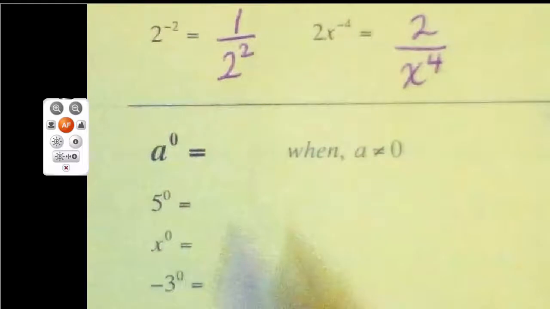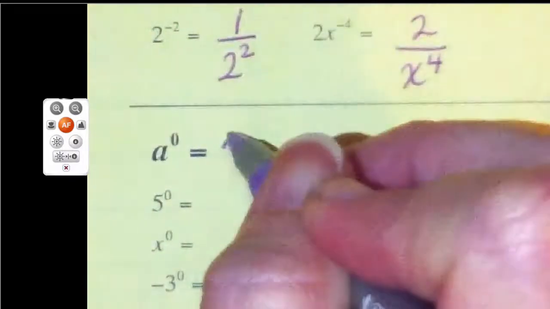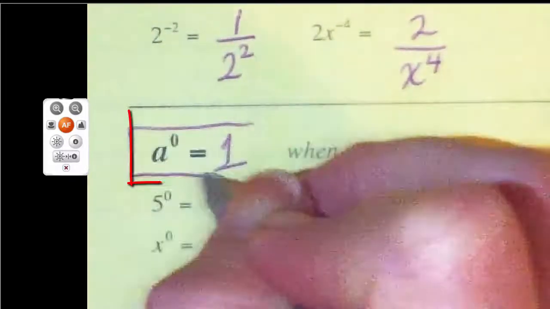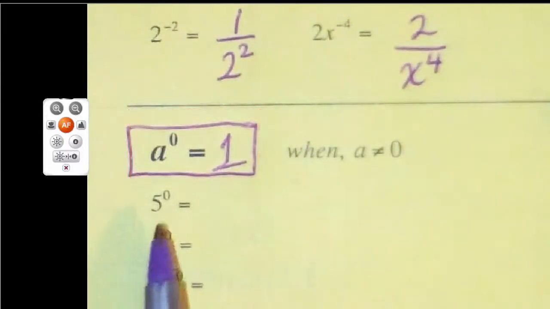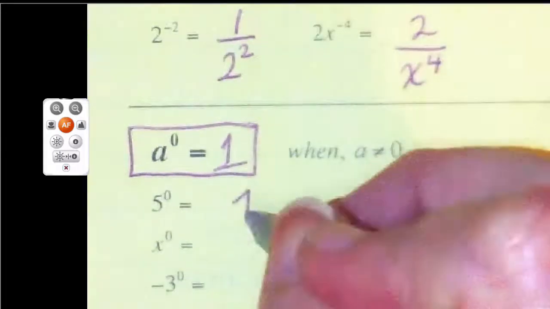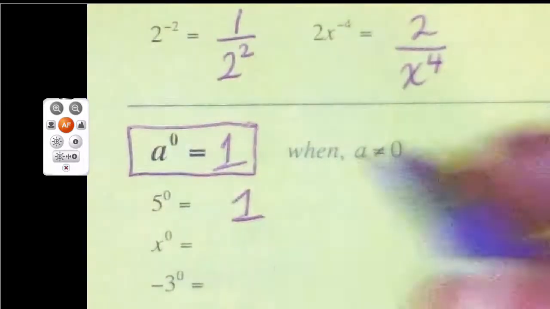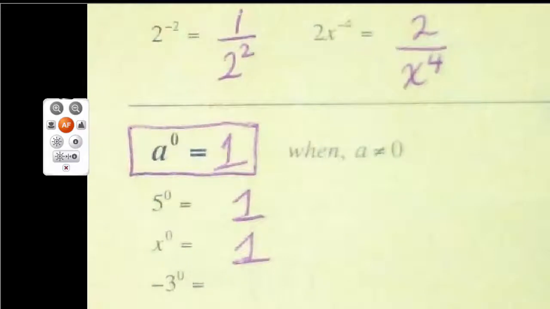Our next rule is our zero exponent rule. You need to remember that any number raised to the 0 is equal to 1. Anything raised to the 0 is equal to 1. So 5 to the 0 is just 1. X to the 0, 1.